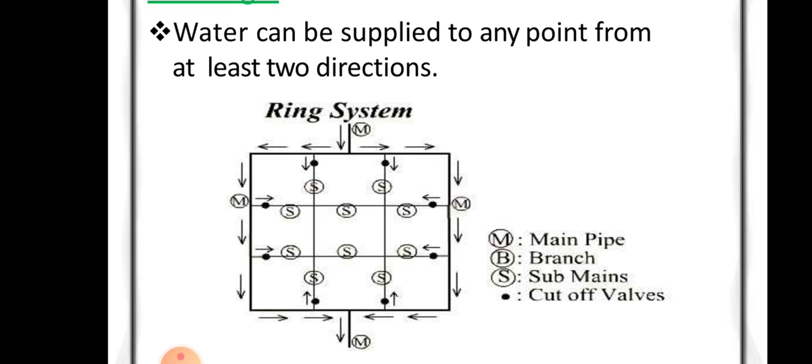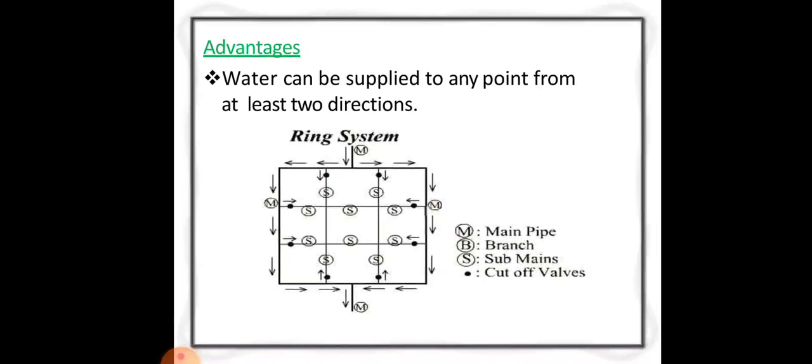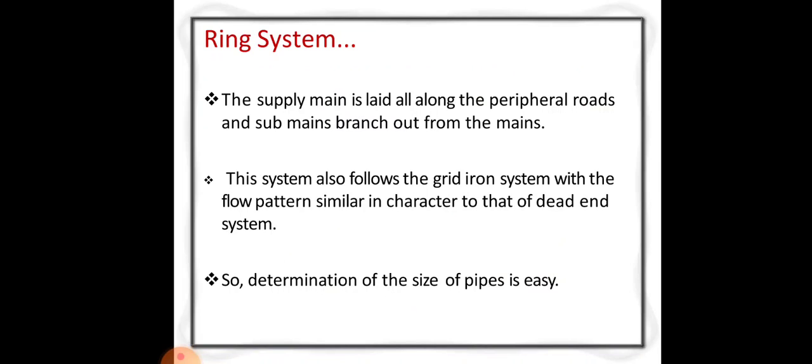But in this case, in the case of fire, a large quantity of water will be available. Also, the length of the distribution main is comparatively larger in this case. One of the other major advantages is that water can be supplied to any point from at least 2 directions. So, these are the advantages of a ring system. It is also called a circular system.